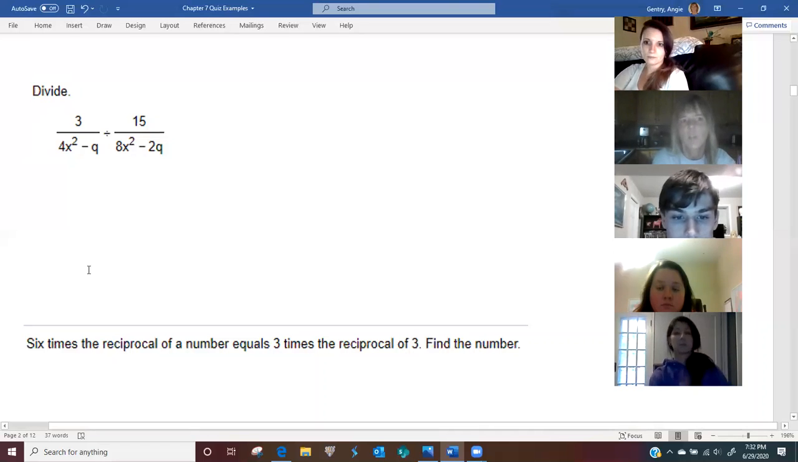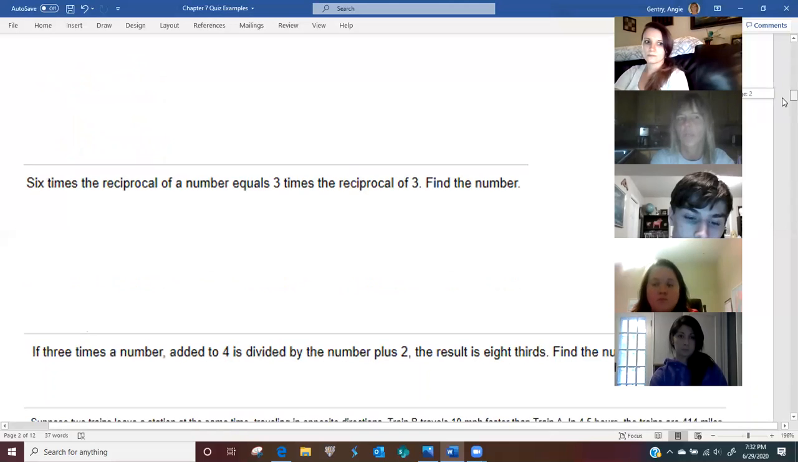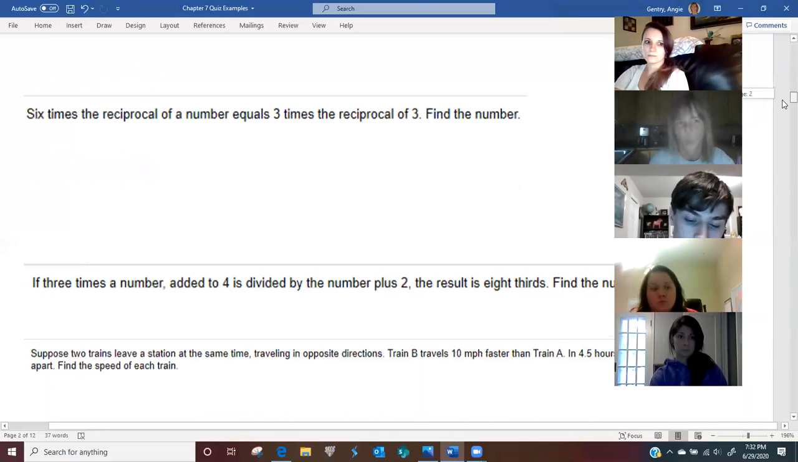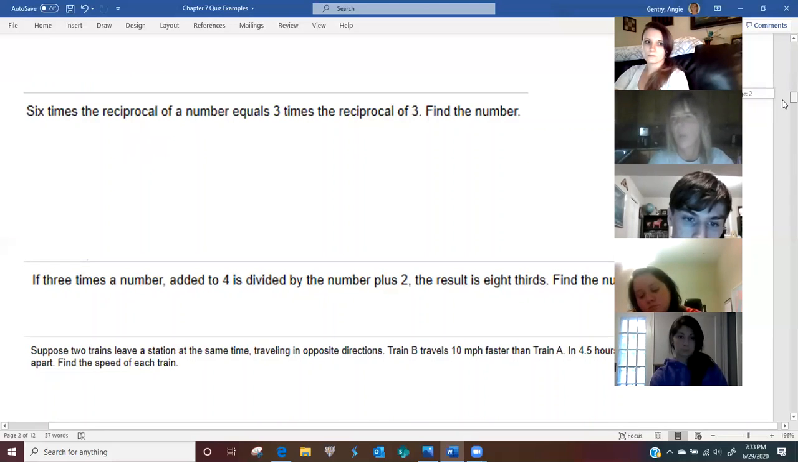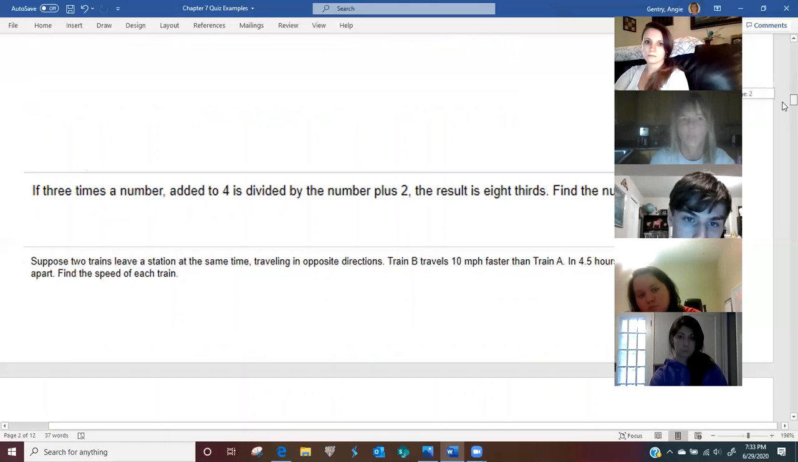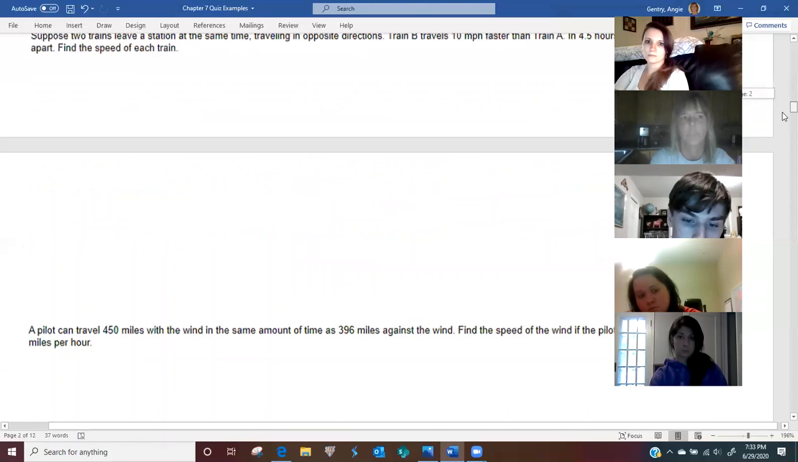Here you understand that you keep, change, flip, and then you factor, factor, cancel, cancel. If you want help with any of these, I'm saving this. It says chapter 7 quiz examples, so some of this is directly off your quiz. Then I started grabbing additional ones that I found in the homework section, because this is what takes time.